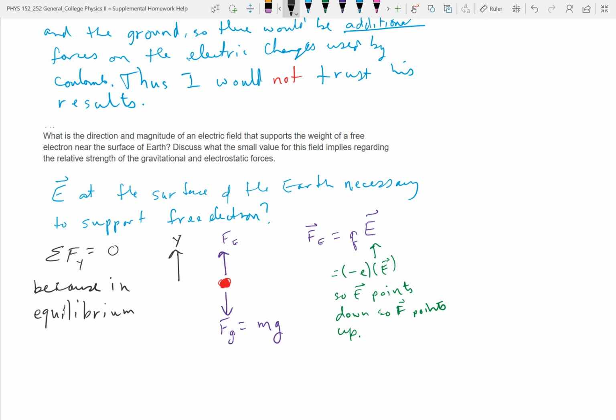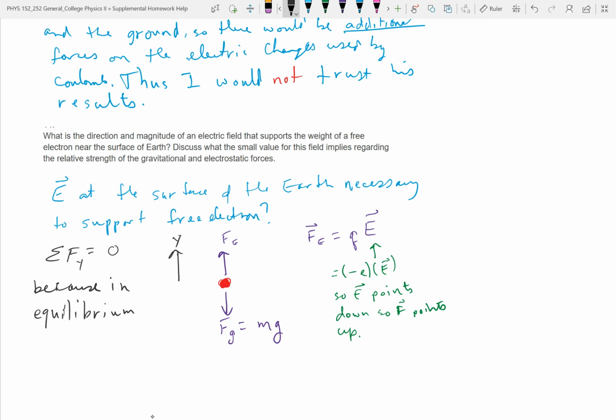Okay, to recap, we're looking for the electric field, both magnitude and direction, necessary to support a free electron near the surface of the Earth. So we started by drawing our free body diagram relating the forces because it's an equilibrium. So in equilibrium, we know that the sum of the forces has to be zero. And since the force of gravity is down, the force due to the electric field had to be up.